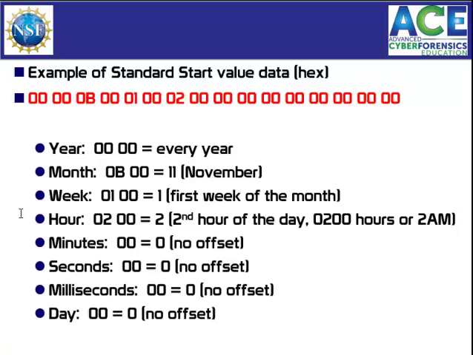The next series of values refers to minutes, seconds, milliseconds, and the day, and you can see that the values are all null values of 00. So that is not applicable to this particular setting. So in the end, we know that standard will start every year in November during the first week at 0200 hours.